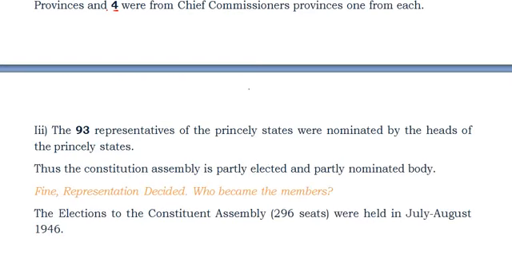And the 93 seats given to the princely states have to be filled by nominating a person. That nomination has to be done by the head of the princely states. Thus the Constituent Assembly is partly elected. So some people are to be nominated, some people are to be elected, and we can clearly see that this Constituent Assembly is a partly elected and partly nominated body.